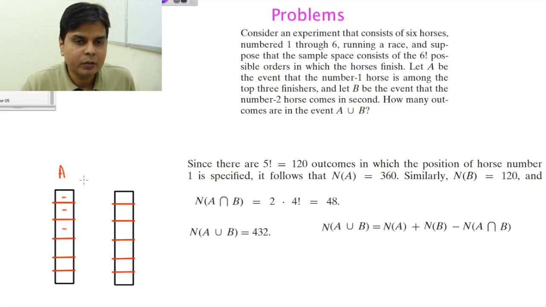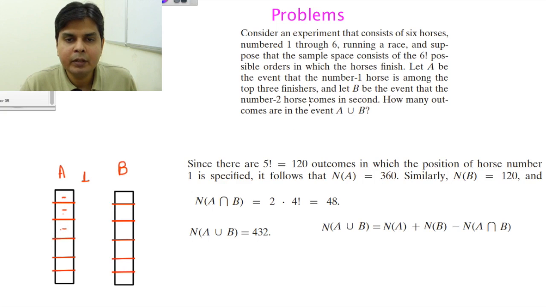Now this horse number 1 can be given any of these 3 places. So what will be the number of outcomes of A? That is, NA will be 3 into 120, because horse number 1 can be anywhere in these 3 places, and the remaining 5 horses can arrange themselves in 5 factorial ways. So NA is 360.